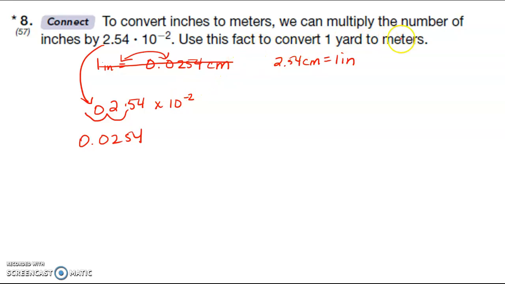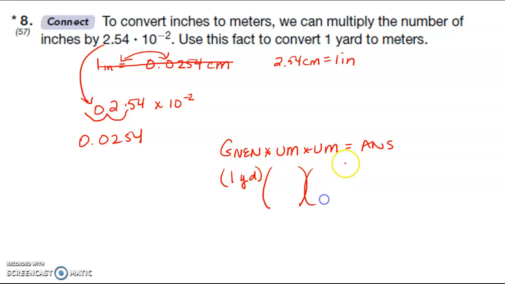Okay, it says convert 1 yard to meters. So we're going to do our given times our unit multiplier, and we may need more than one, is equal to our answer. We are given 1 yard. I don't know how many unit multipliers we're going to need. It doesn't tell me, but I know my answer needs to be in meters. Okay, so I may have to do some erasing here. So if they want me to do the centimeters to inches, I know that 1 yard is equal to 36 inches. So I'm going to have to put yards on the bottom and inches on the top to get rid of the yards.